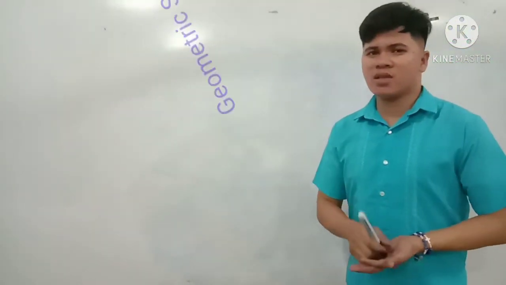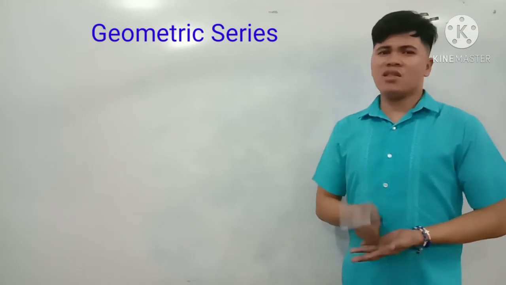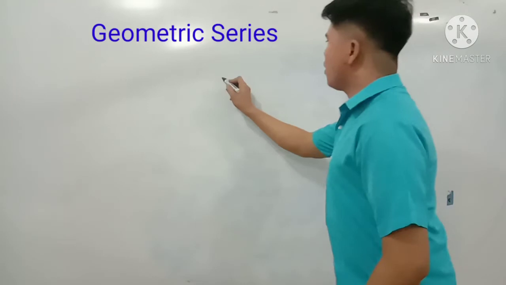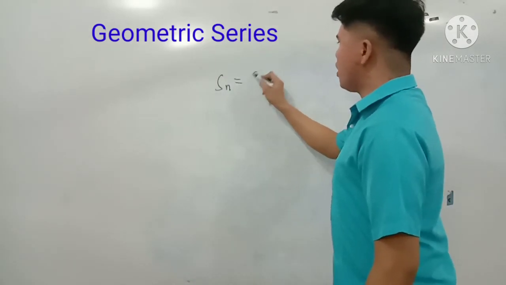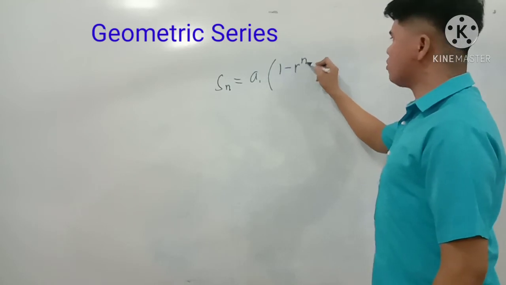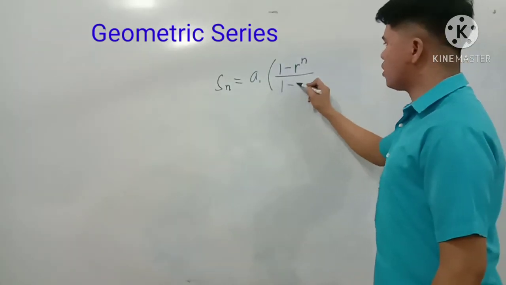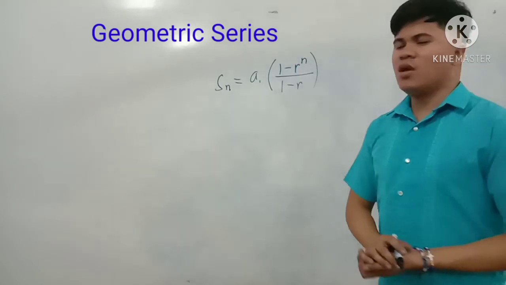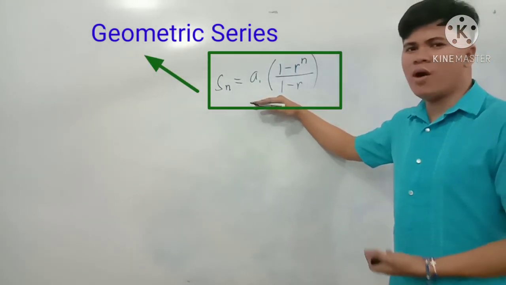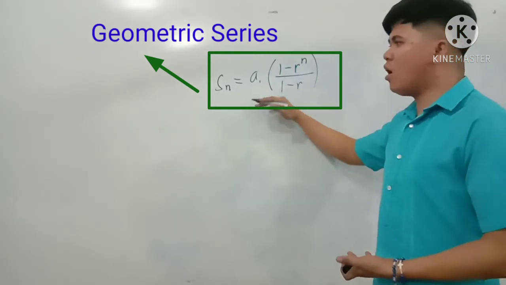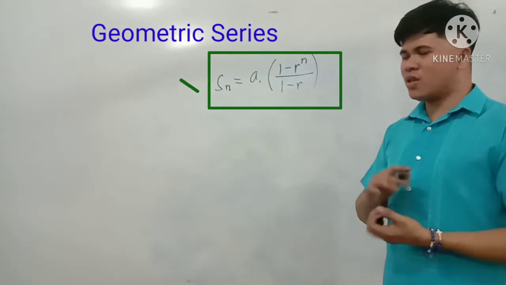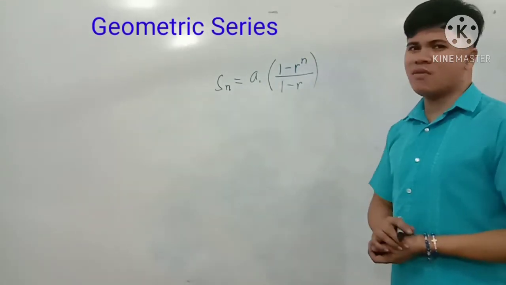Now, let's look at the geometric series. So, in getting the sum of the given geometric sequence, we can use the formula S sub n is equal to a sub 1 times 1 minus r raised to n all over 1 minus r. So, again, this formula is used when we are going to find the sum or the total of the given geometric sequence. Without further ado, let's study this given example.